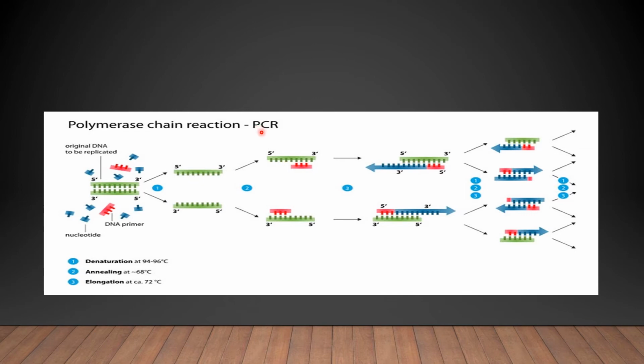In polymerase chain reaction, here you can see the original DNA to be replicated, and these are the primers and these are the nucleotides. We all know that one strand of the DNA runs in the 5' to 3' direction, and the other strand of the DNA always runs in the 3' to 5' direction. That is, the two strands are always anti-parallel to each other. Here you can see the addition of primers. The first step denaturation, the second step annealing, and the third step is the elongation process. Here you can see the newly synthesized DNA strands.